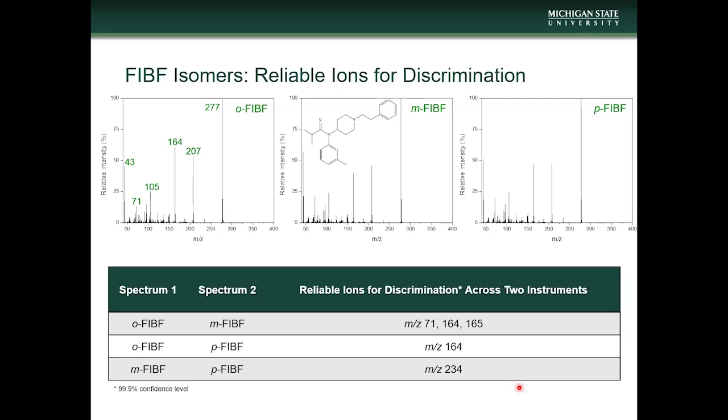And then we looked at the discriminating ions between the 2 instruments to come up with this list of reliable ions for discrimination. So this again is reliable ions for the discrimination of these positional isomers over time and on 2 different instruments. So we are able to discriminate these positional isomers. You will notice that for ortho and para, meta and para, there is only 1 ion responsible for the discrimination. Again, it's a reliable ion, and it's not unexpected that we have fewer ions for discrimination, given how similar the spectra of these positional isomers are.